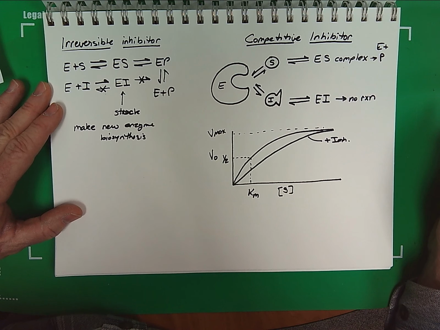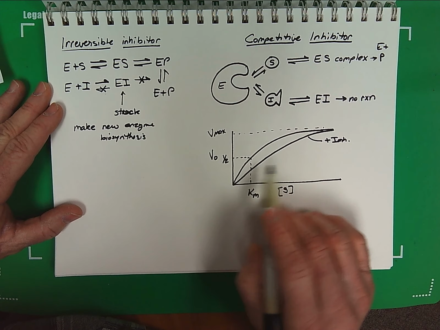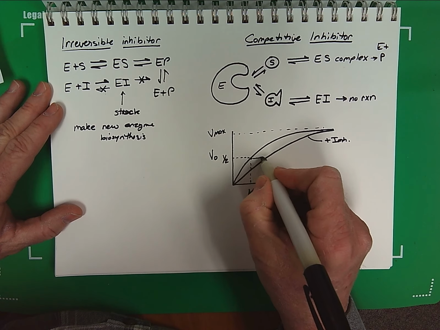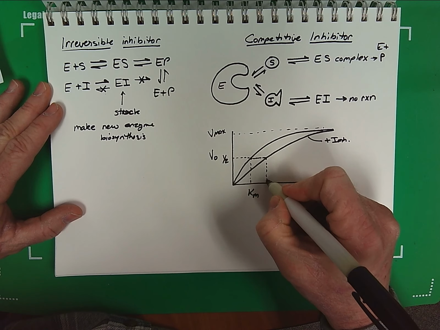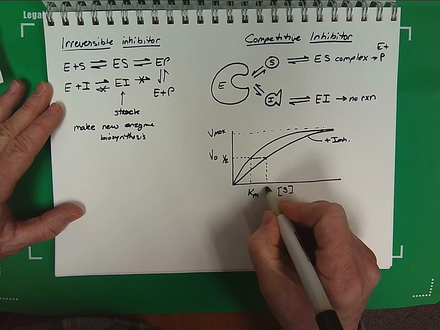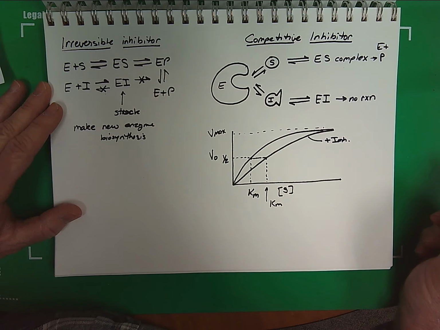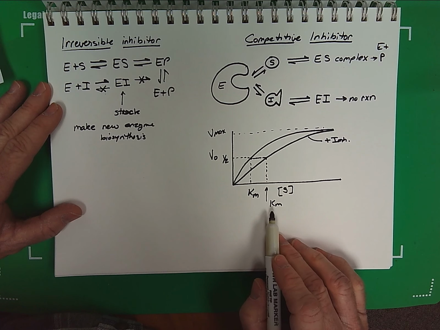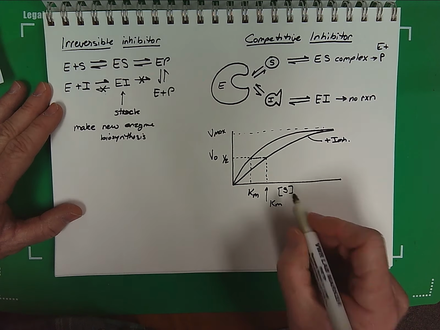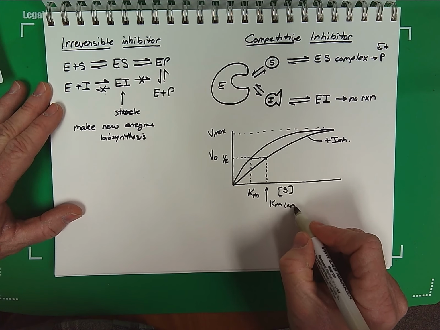Notice the shift in the curve. Now if we measure 1/2 Vmax plus inhibitor, we have now a new Km. And it shows that the Km is higher. This is actually called a Km apparent.